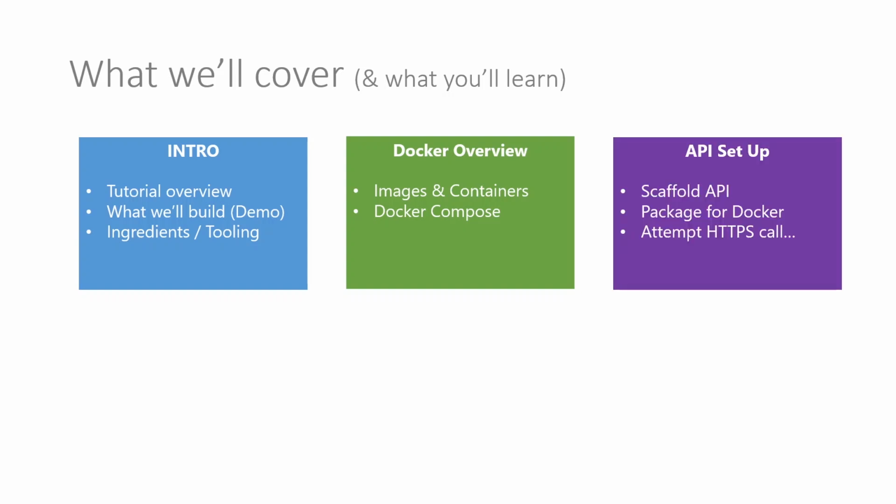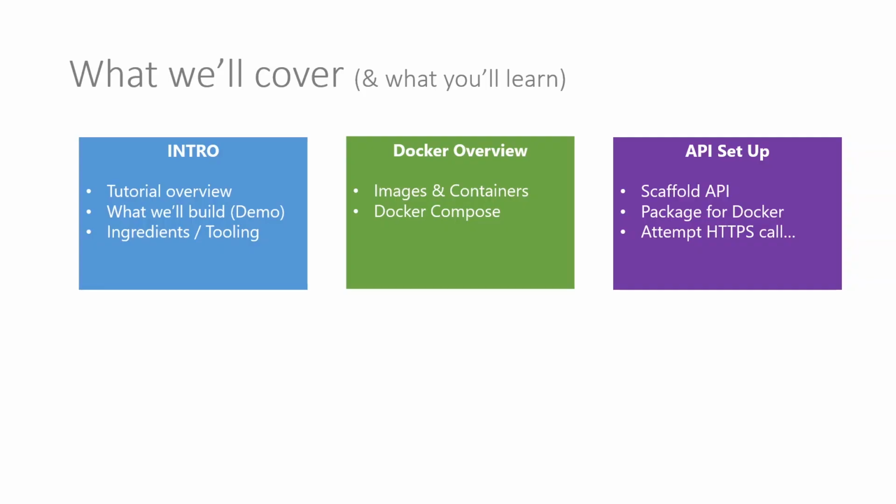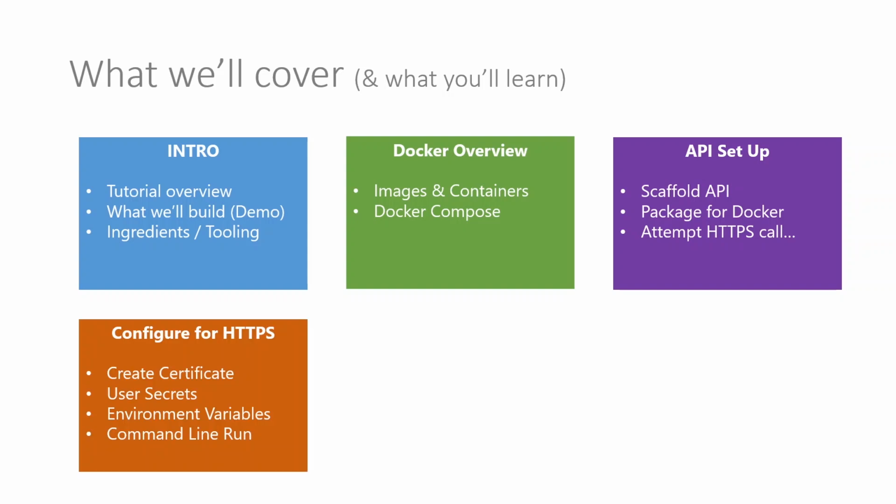We then move into the practical part of the tutorial and we'll scaffold up our API. We'll package it in Docker and we'll attempt to make a HTTPS call to it. You can probably tell there from the 3 dots that all will not be well and it won't work. Oh dear. But don't worry, we're going to rectify that and we're going to configure it for HTTPS.